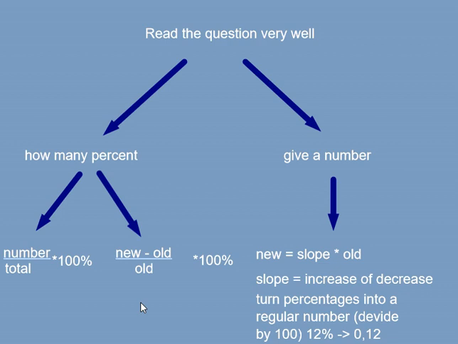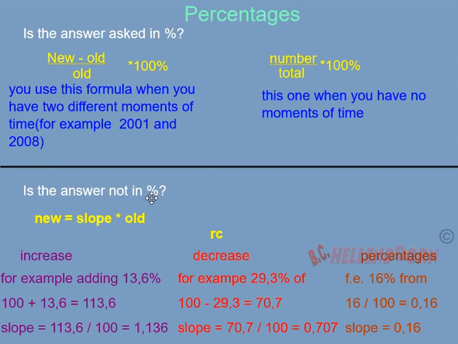When the question is not to give a percentage, but to give a number or an amount or something like that, you use the formula new is slope times old. I'm going to explain more about that. So again, if the question is asking for a percentage, you use this one when you have two time periods, and this one when you have no moments of time. If the answer is not in percentages, you use new is slope times old.